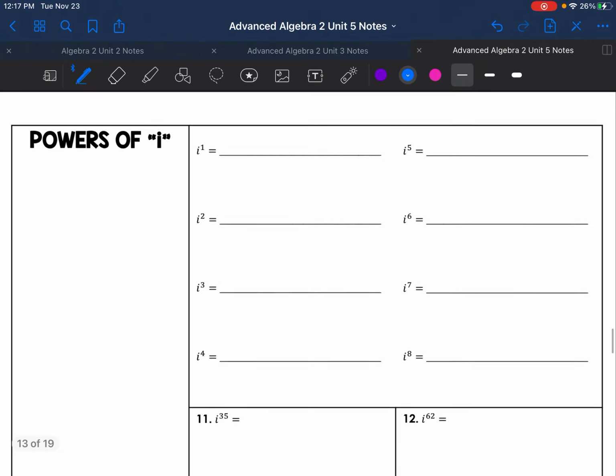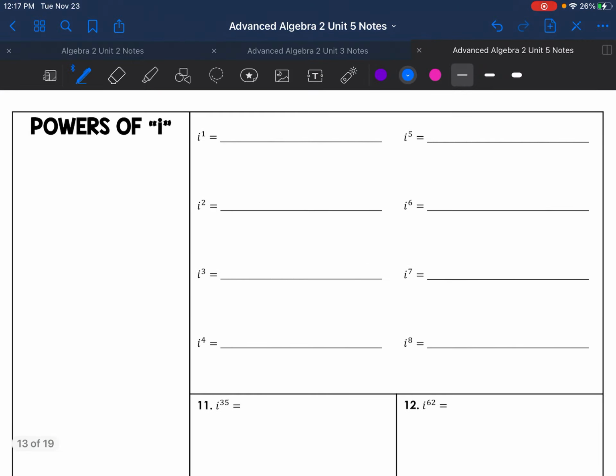All right, we're going to shift gears a little bit and look at some other things regarding i. You're going to have to take i to some power and simplify that down. When you have i to any power, you're always going to have one of 4 answers: i, negative i, 1, or negative 1. But before we get into that, let's think about some exponent rules.